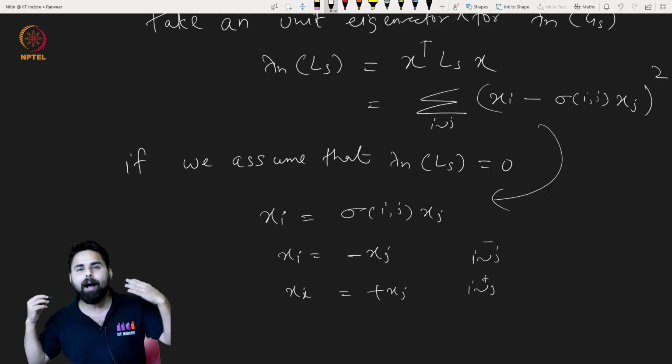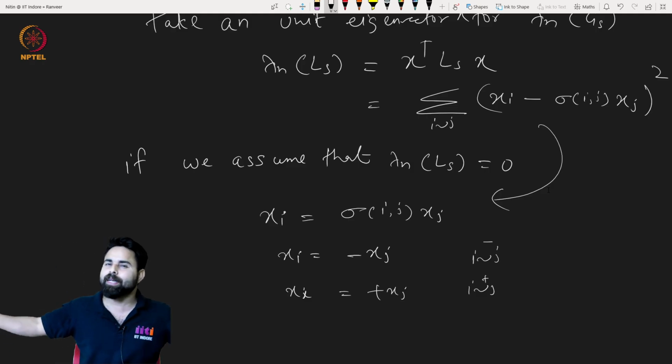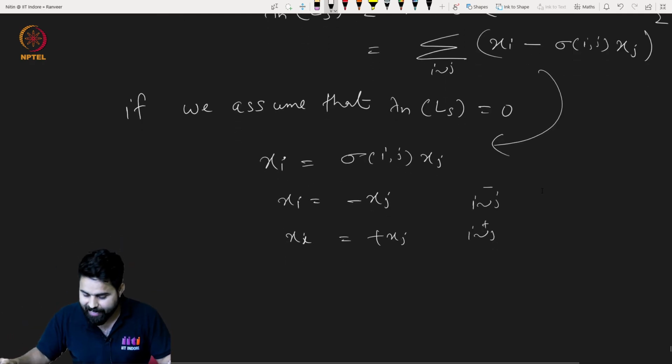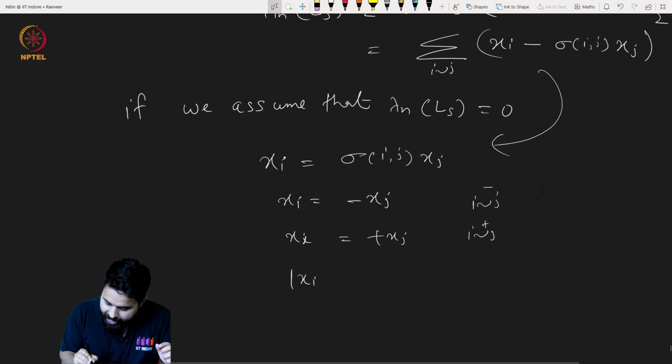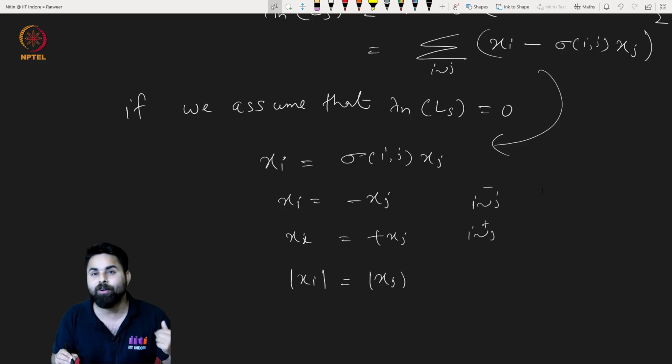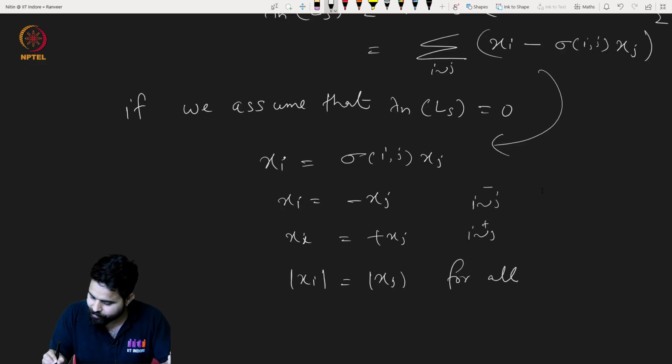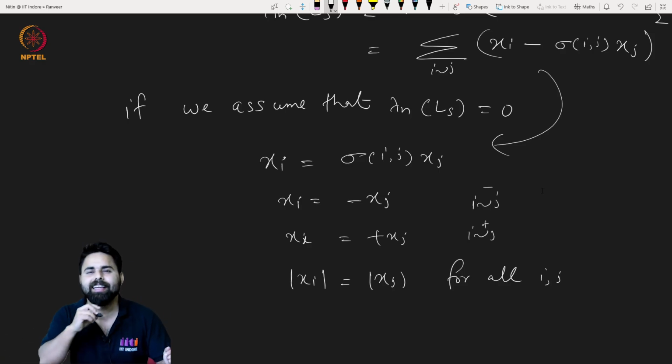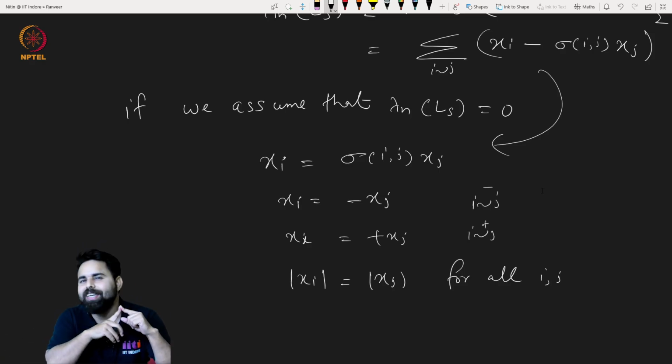Now since the graph is connected, there is a path between any two vertices. This implies that x_i equal to x_j. So mod x_i equals mod x_j for all i, j, right? Now what is the issue? What will be the issue?